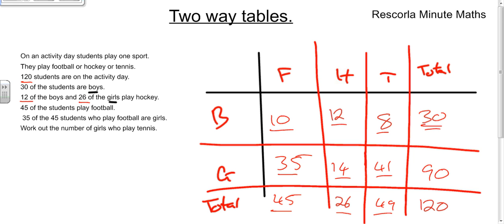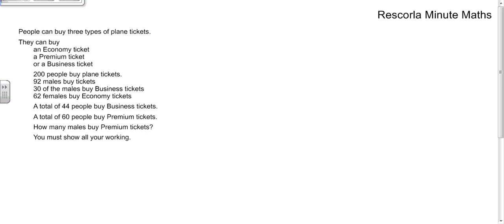So you do the table. However, then you've got to answer the question as well. So it says, work out the number of girls who play tennis. So the number of girls who play tennis is this one here. So the answer is going to be 41. And that's how you answer these questions. So what I want you to do is have a go at this one. So if you don't know where to start, then you do the table. If you do know how to start, then I'll let you have a go at it first. But if you don't, you start off by doing the table.